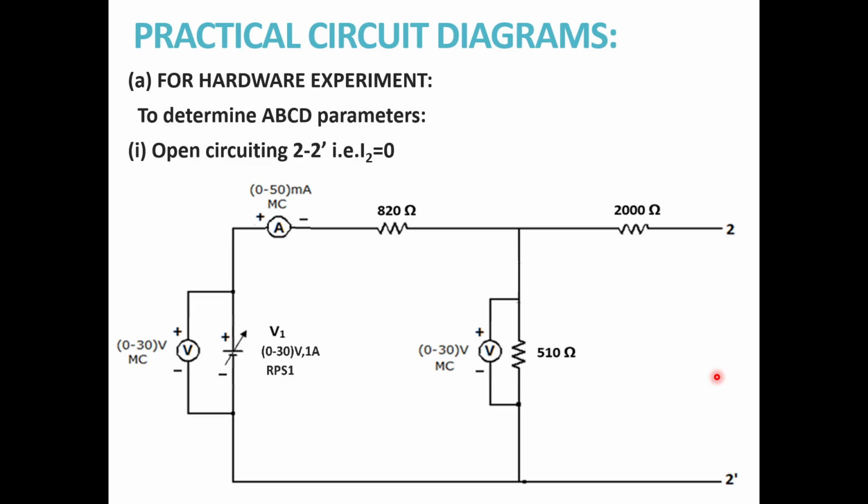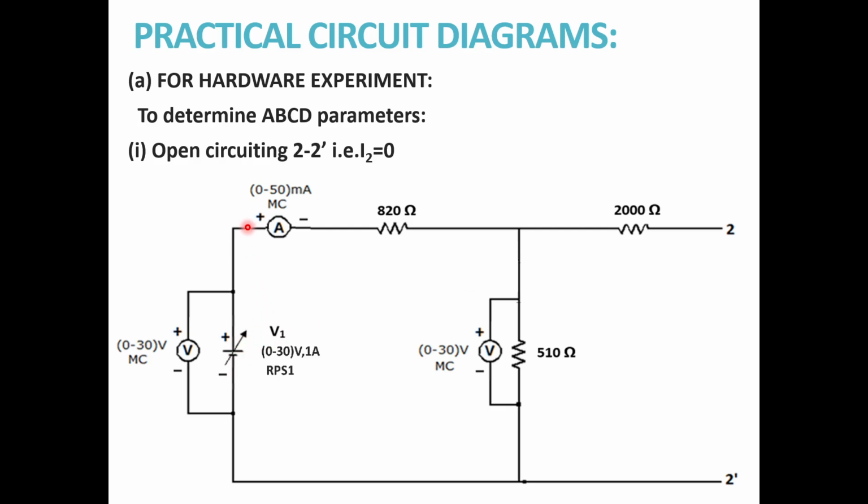Since port 2 is open circuited, no current will flow through 2000 ohms. Even though the resistance is there, no current will flow through it.